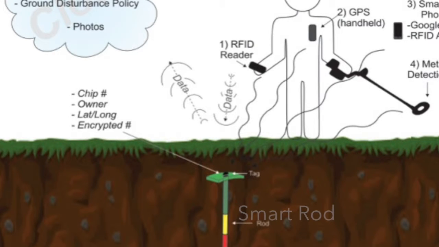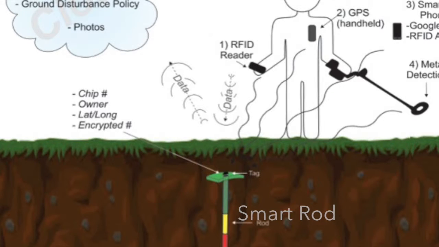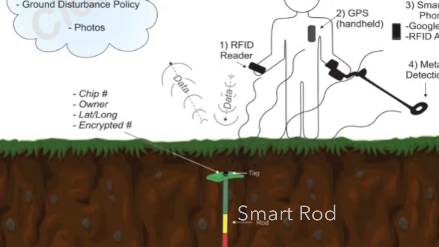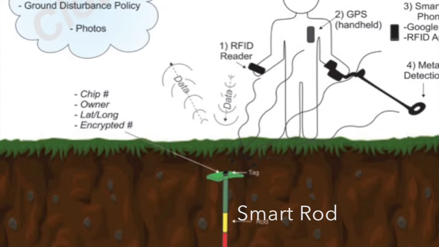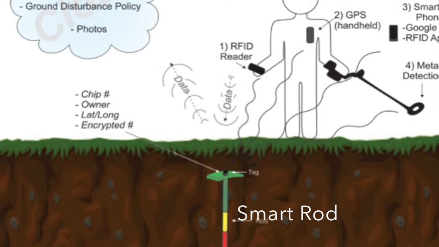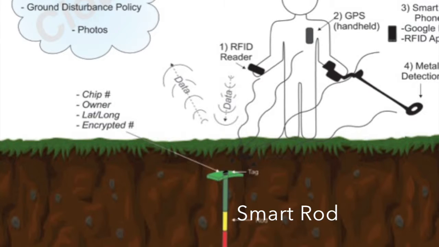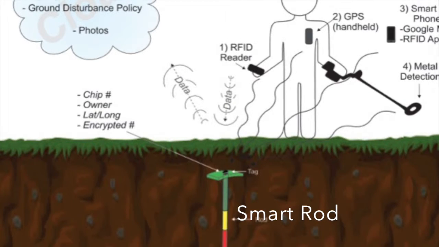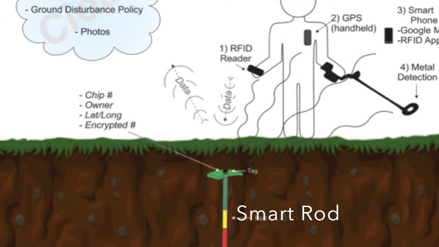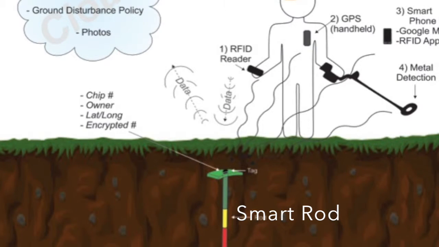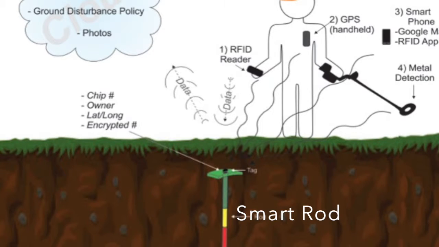Welcome to our introduction to RFID tagging of subsurface asset management. In our depiction here, you can see our tag attached to our rod, attached to a pipeline below ground. With the tag itself, you're able to tag information to that chip relating to burial depth, the owner of the chip, as well as lat and long.